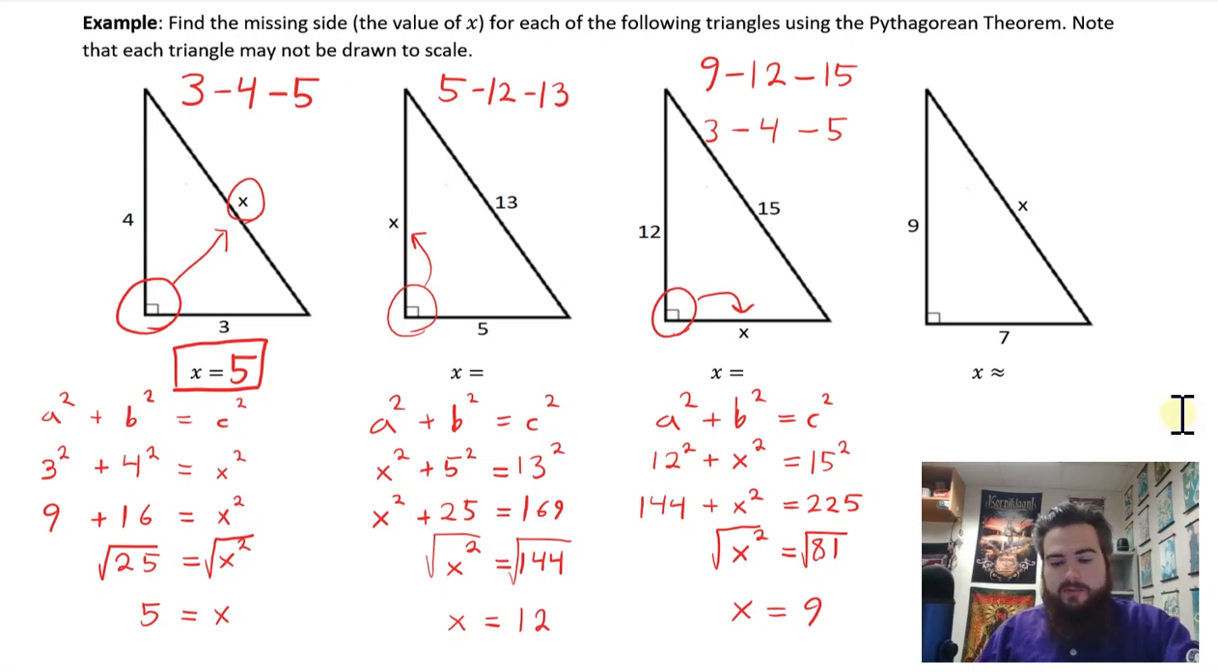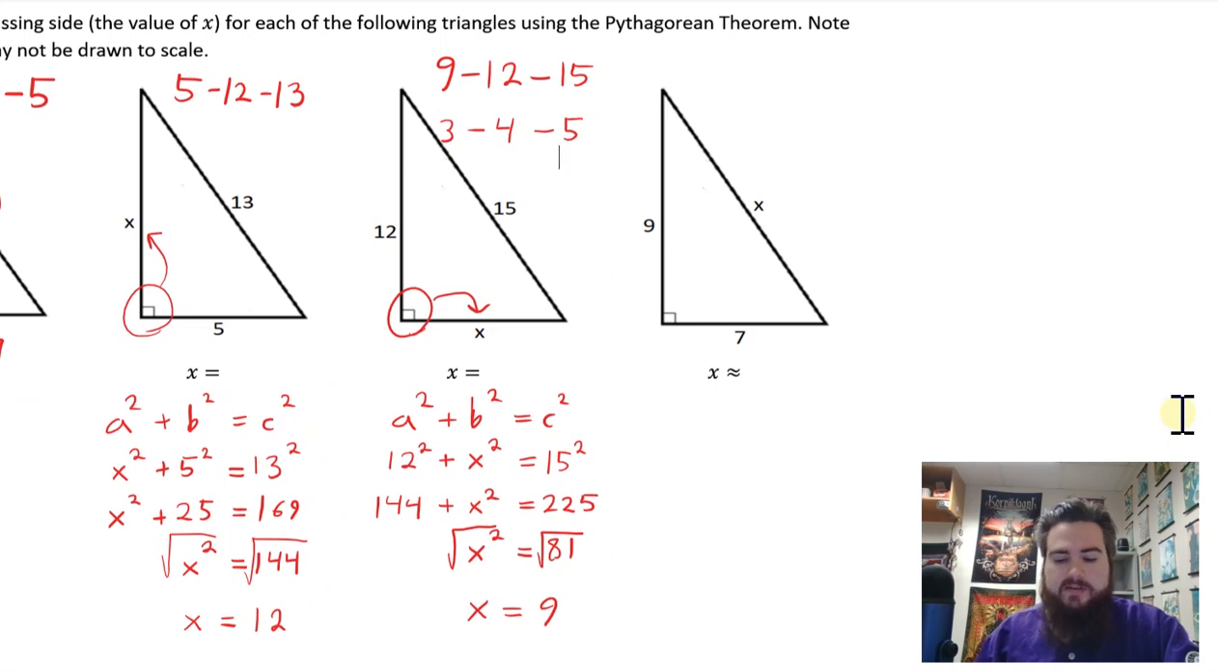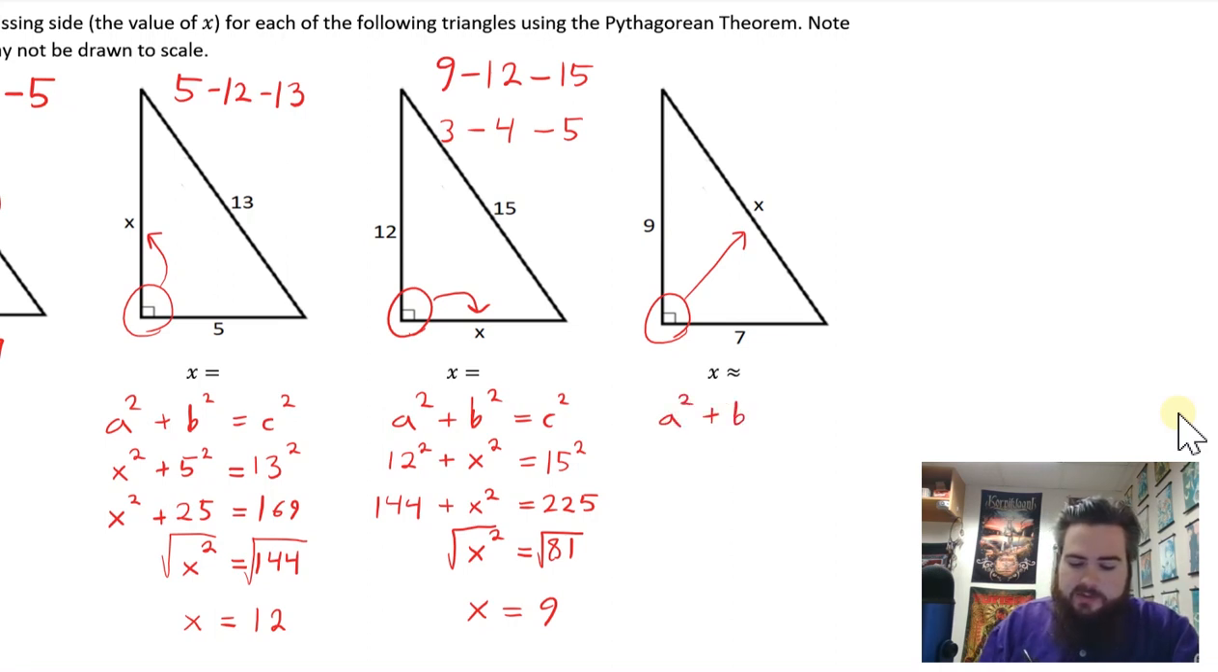For the last example here, we have 2 side lengths of 9 and 7, and the side length we're trying to solve for, just like the first example, is across from my right angle, meaning that this is the hypotenuse side. So, using the Pythagorean theorem, a squared plus b squared equals c squared, we get here that x I'll plug in for c, and 9 and 7 I'll plug in for a and b respectively.